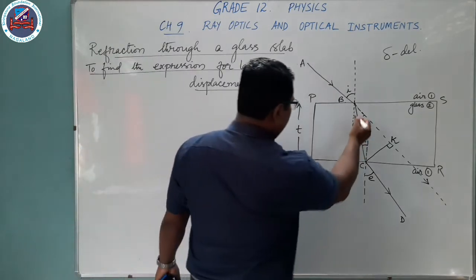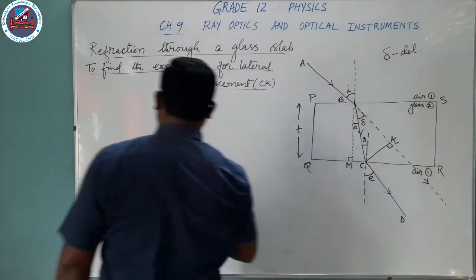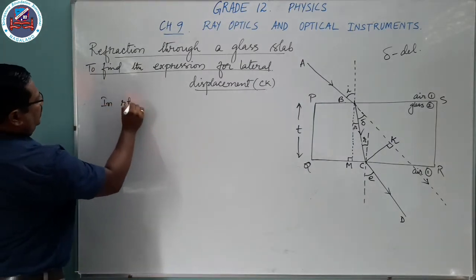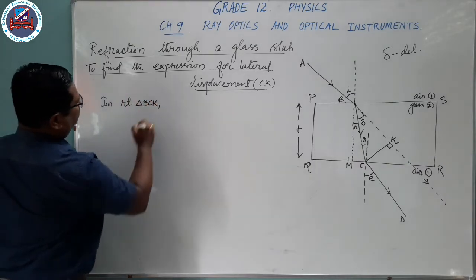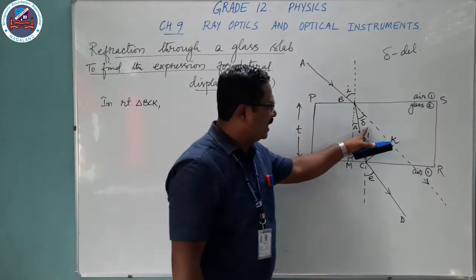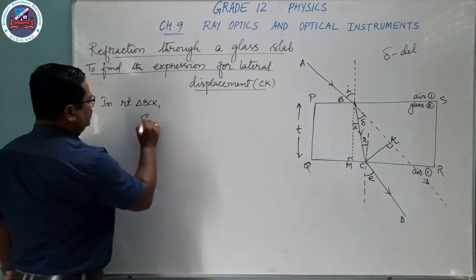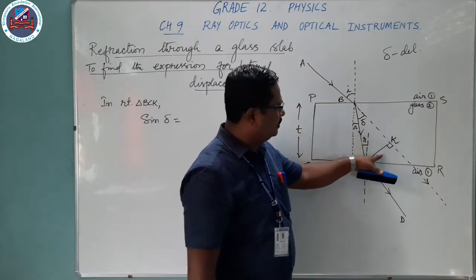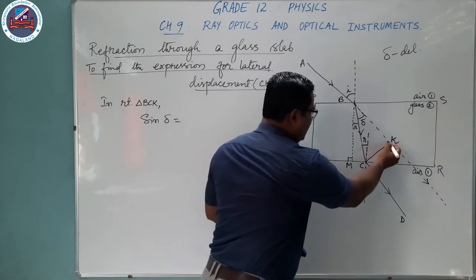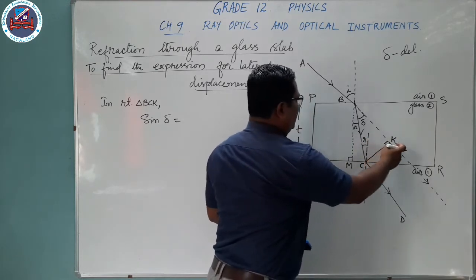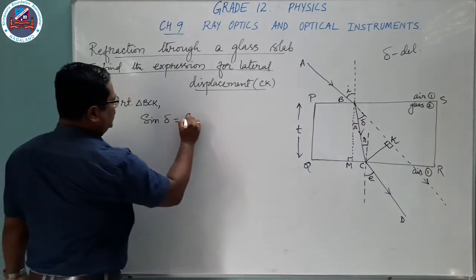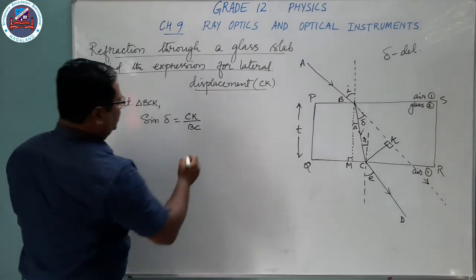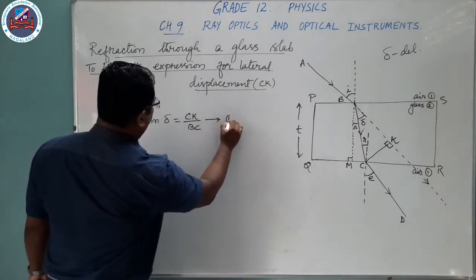So you do like this. In right triangle BCK, we'll find out sin del. Sin del is equal to, sin is defined as perpendicular to its hypotenuse. This is 90, so opposite of 90 is hypotenuse. It will be CK by BC. Let us take this as equation number 1.